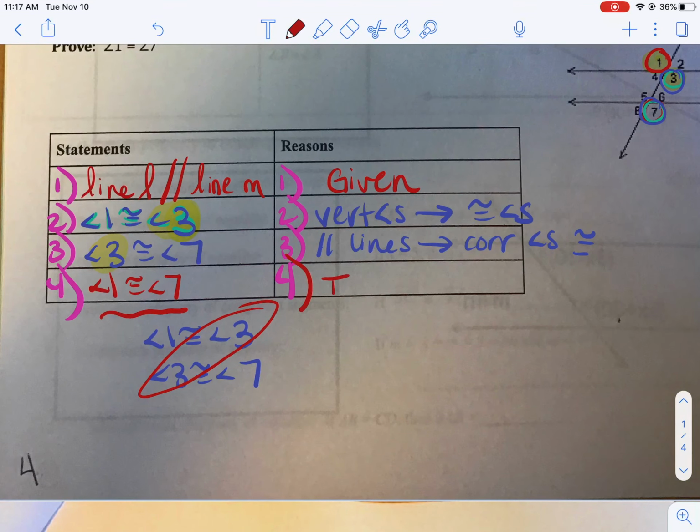So what property is that? Again, we learned it last time. Transitive property.